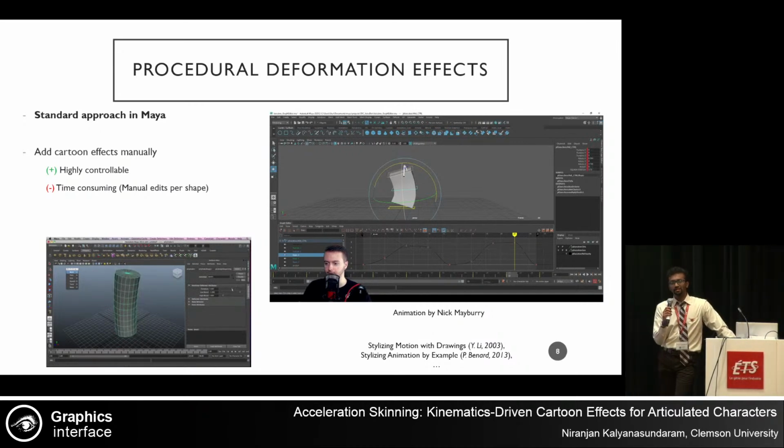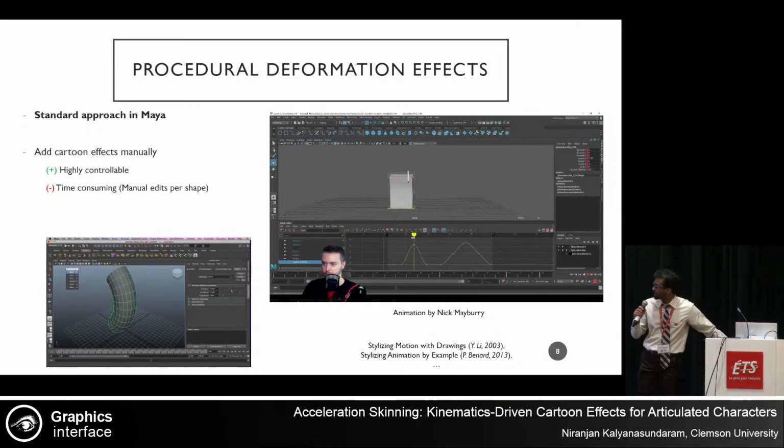Moving on to procedural deformation effects. This is kind of the standard approach in the industry right now. If you're opening up Maya and you want to get some procedural effects going, well, there are some nonlinear deformers that you can use and manipulate to create the effects. And it's highly controllable. You can see from the video playing right now just how easy it is to go in and manipulate all of the tiny details that you want. But at the same time, it's all manual. None of it is automated.